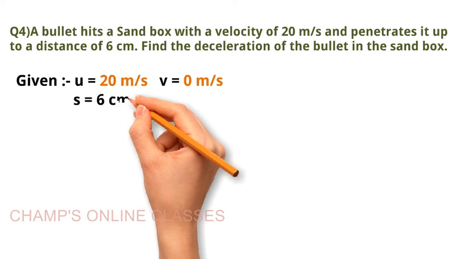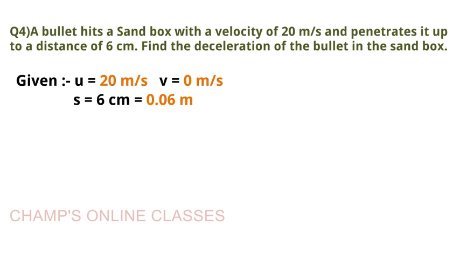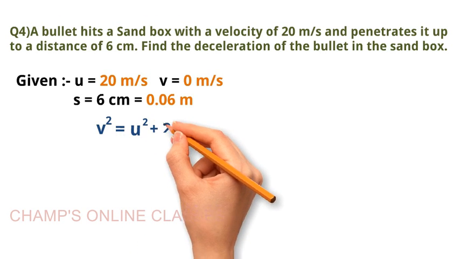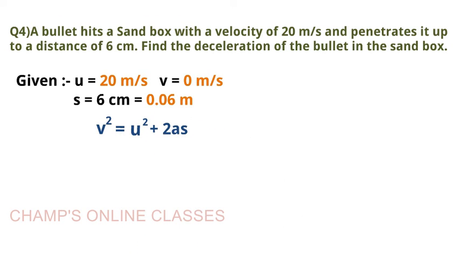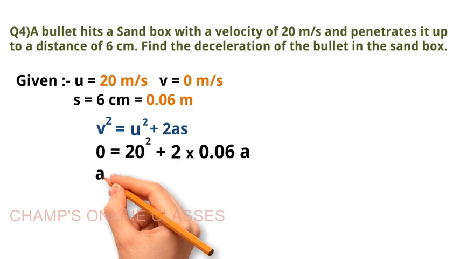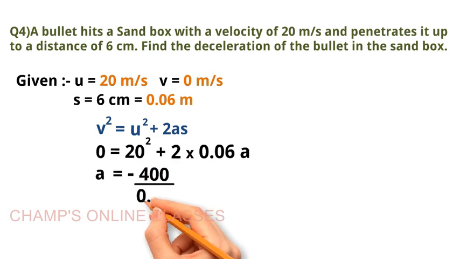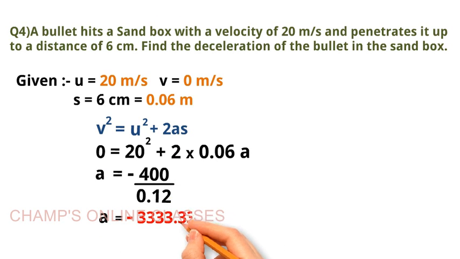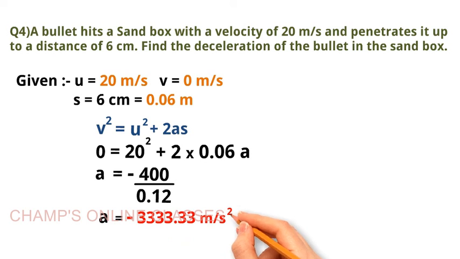Distance is 6 centimeter. Using the third formula of motion, that is v square is equal to u square plus 2as, substituting all the given values, we get acceleration as minus 3333.33 meter per second square. Negative sign indicates that it is a deceleration, that is reduction in velocity.